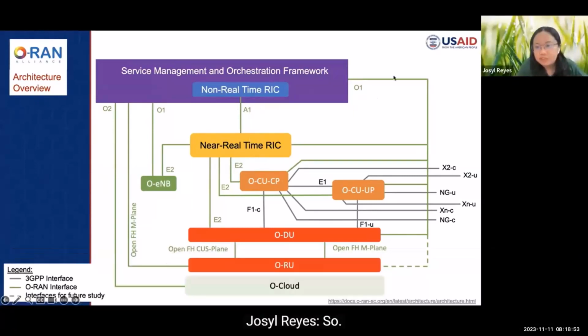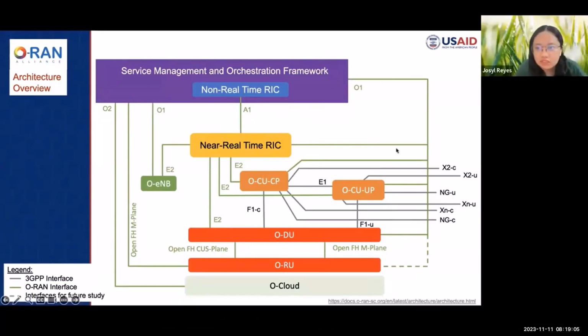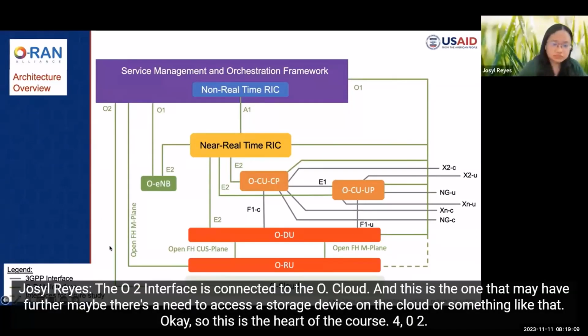Okay? So, in addition to that, the SMO can connect to the components of the RAN using the O1 interface. As you can see here, O1, O1, O1, and so on. The O2 interface is connected to the O-Cloud, and this is the one that may be used when there's a need to access a storage device on the cloud or something like that.